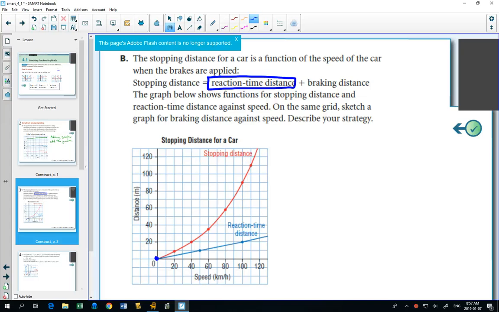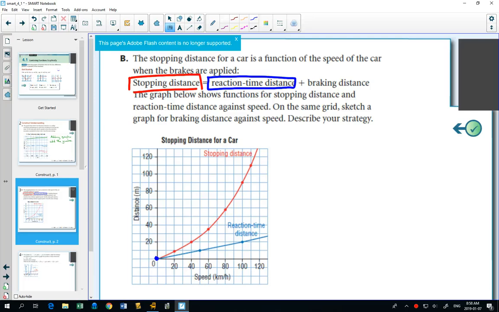Now, your stopping distance is the red graph, which is right here. Your stopping distance is from the moment you see and react, then slam on your brakes and slide forward to the total time that it takes you to stop. So obviously, the faster that you're going, the farther it's going to take before you actually stop compared to if you're not moving at all.